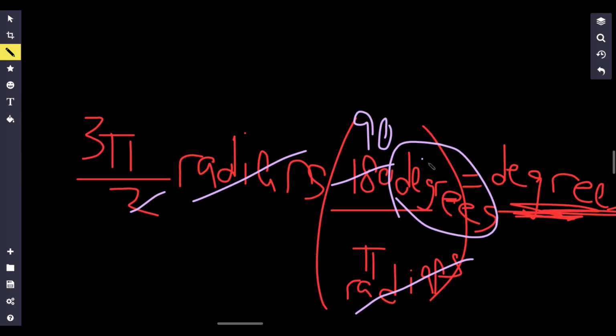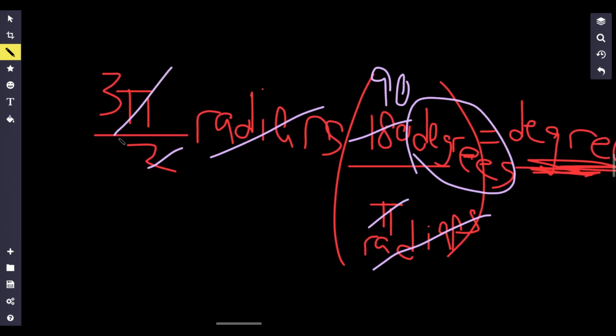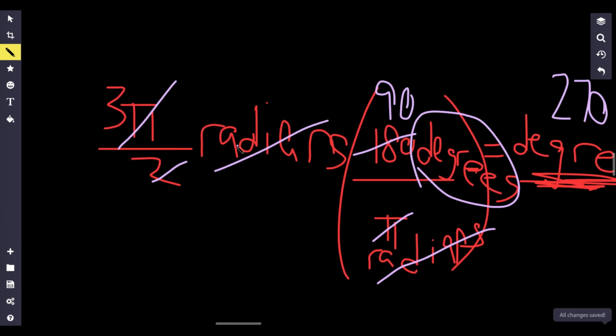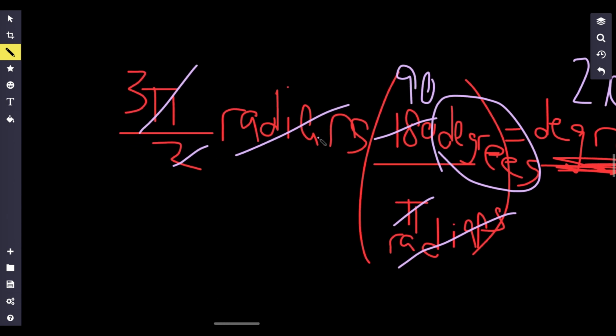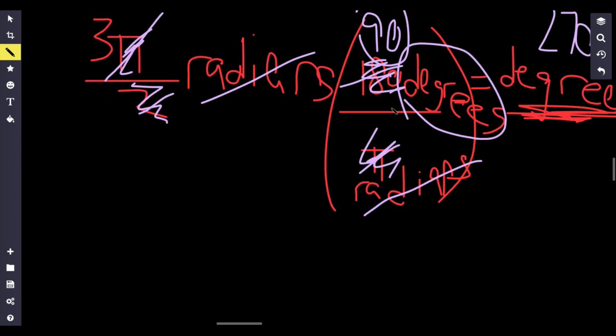Doing this calculation, this is going to be equal to 270 degrees. You can also just put this in your calculator: 3 pi over 2 times 180 over pi. The pi at the top and the bottom will cancel out. The 180 and this 2 cancel out to be a 90. So then 3 times 90 is just 270. We can do another problem.